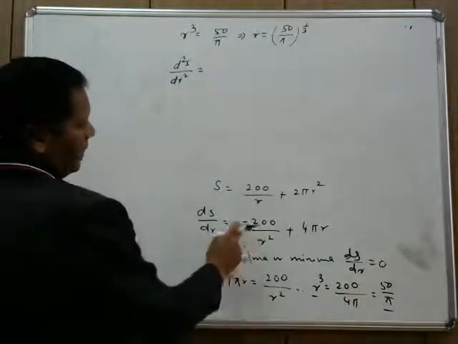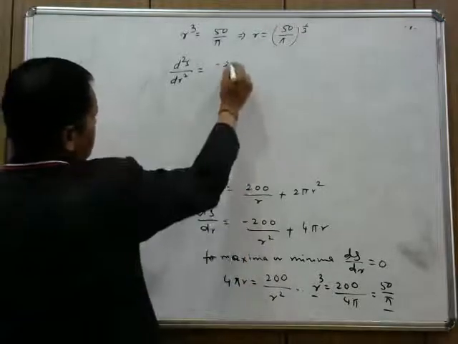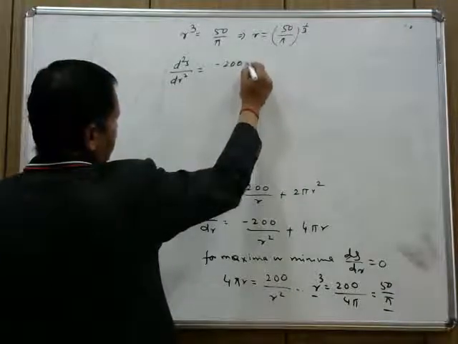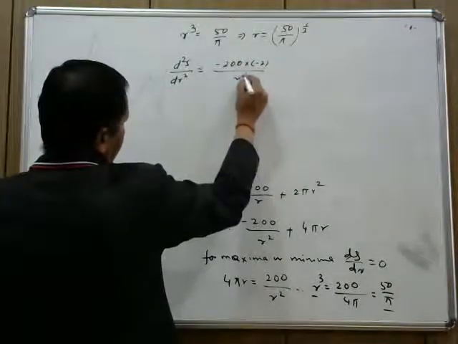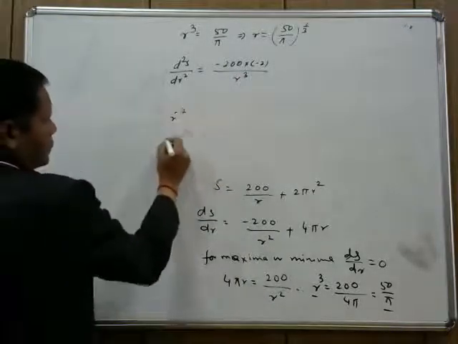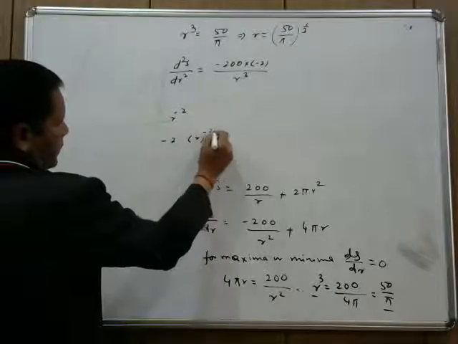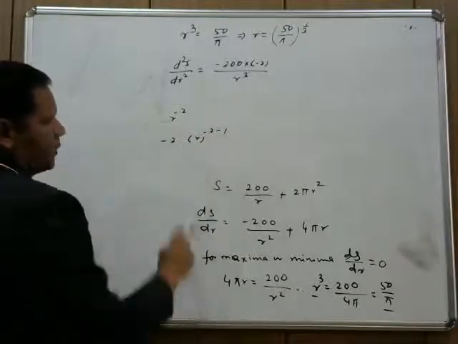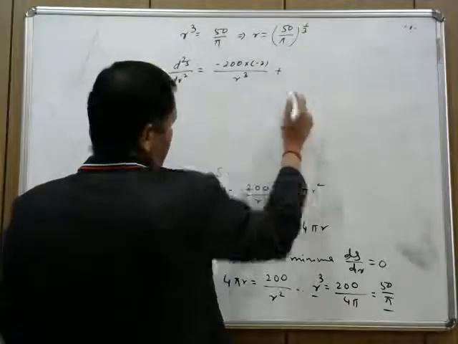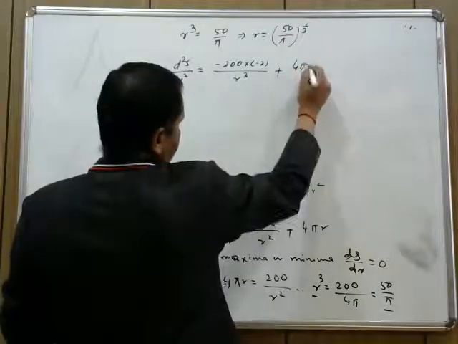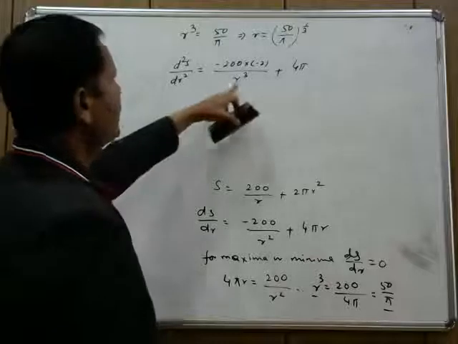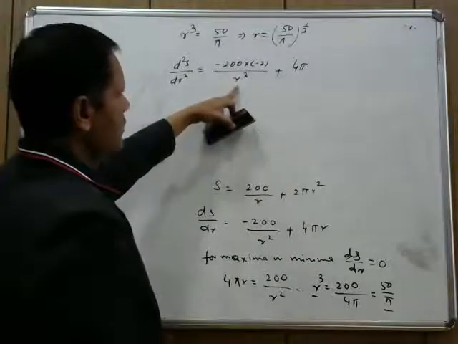So now minus 200, and differentiation of r to the power minus 2, what will we get? Minus 2 upon r cube. Differentiation of r to the power minus 2 gives minus 2 into r to the power minus 2 minus 1, that is minus 2 upon r cube, plus 4 pi, differentiation of r will be 1. Now if I put the value of r cube over here, this is how much? 50 upon pi.